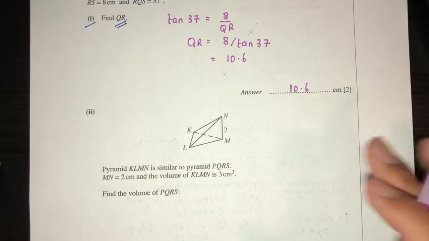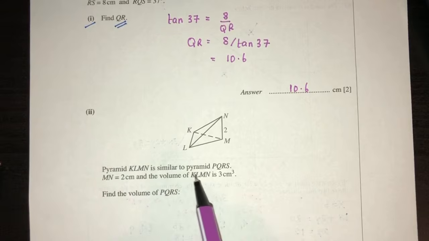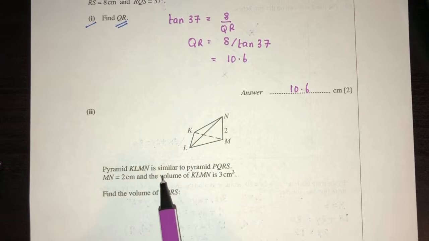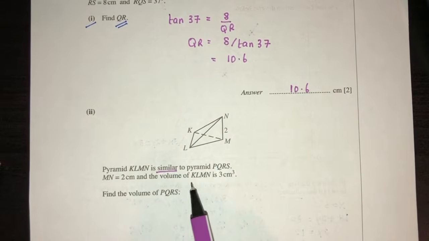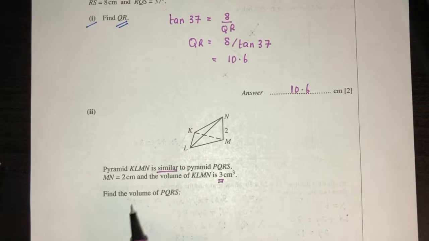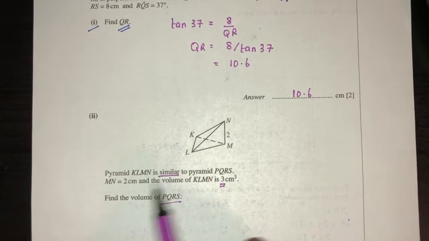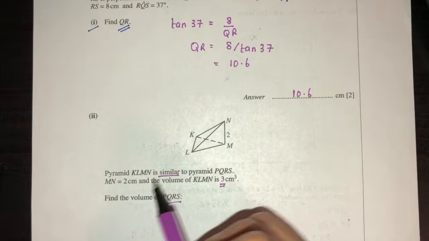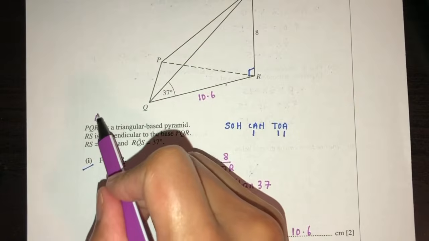Next question, we have part 2. Pyramid KLMN is similar to pyramid PQRS. So they are similar to each other. Now, MN is equal to 2, and the volume of KLMN is equal to 3. So, find the volume of PQRS, which is this one. So the first step is we have to compare their sides. As you can see, MN. So let's call this one pyramid B, and this one pyramid A.